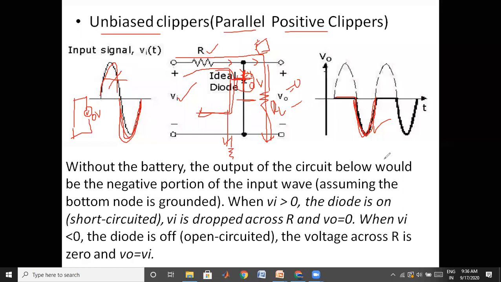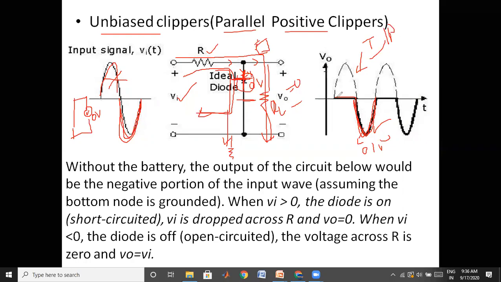This is regarding your shunt positive clipper. It is cutting the positive waveform. The dotted line is your input waveform, and this other line is your output. This portion we are cutting.